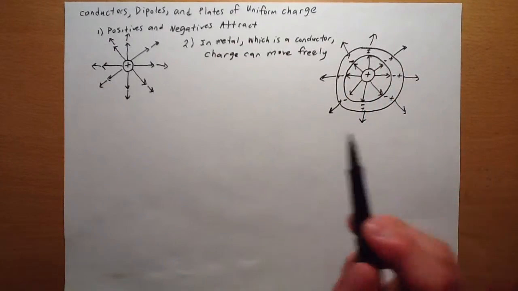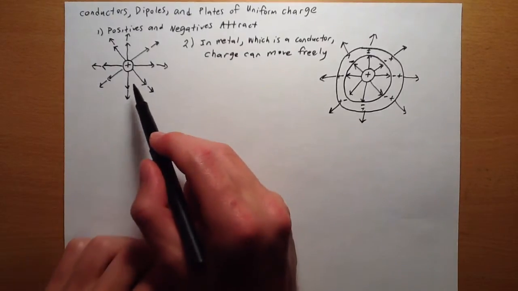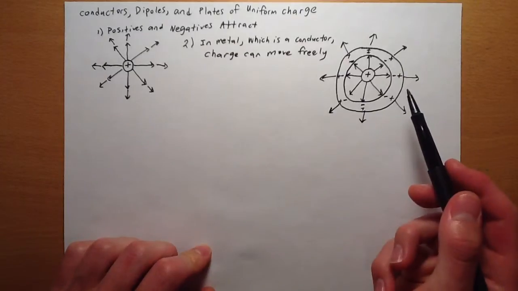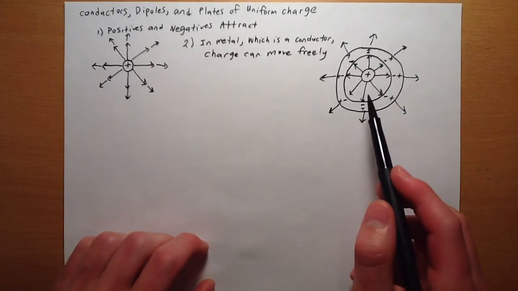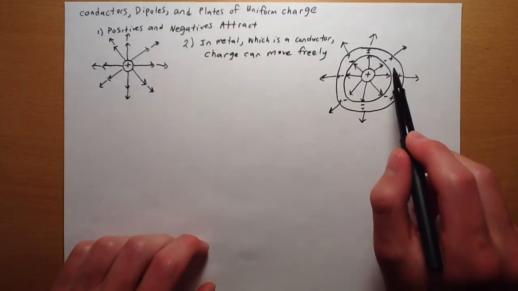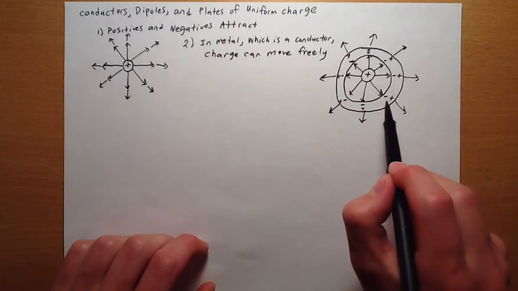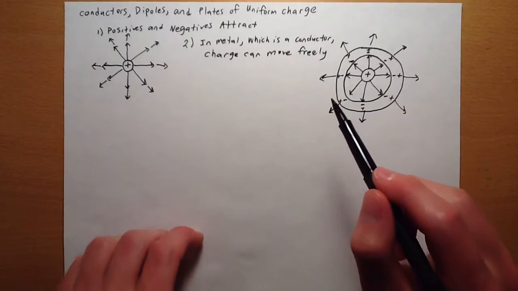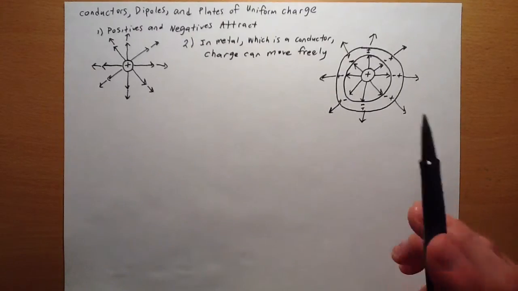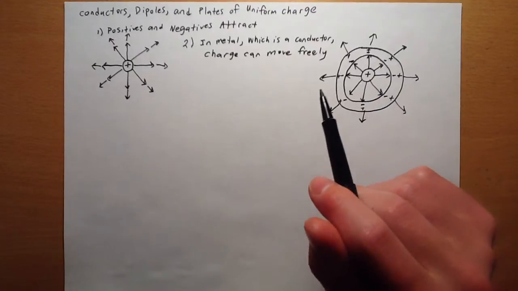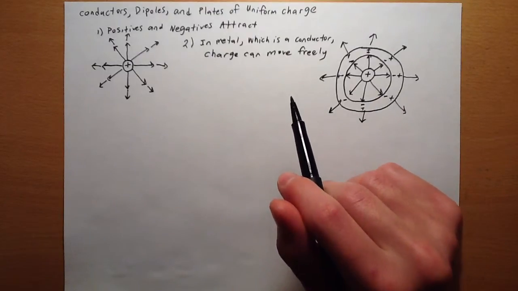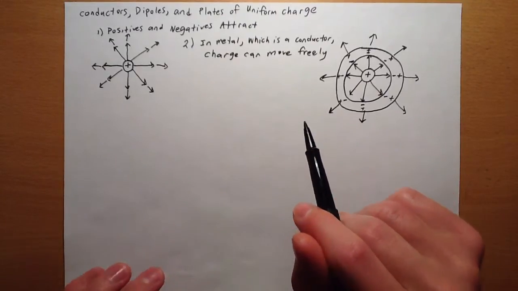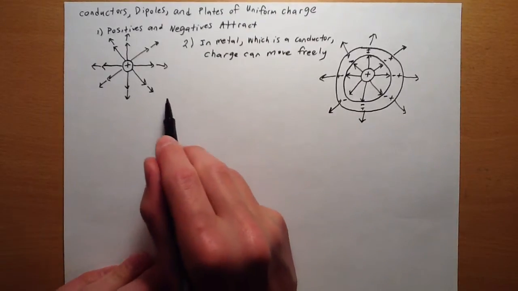So, it looks very similar to the electric field of a charge without a metal object, with a metal object. But the difference is that there is not an electric field within the metal object. You're probably going to be tested on this actually. Note that there is never an electric field within a conductor.